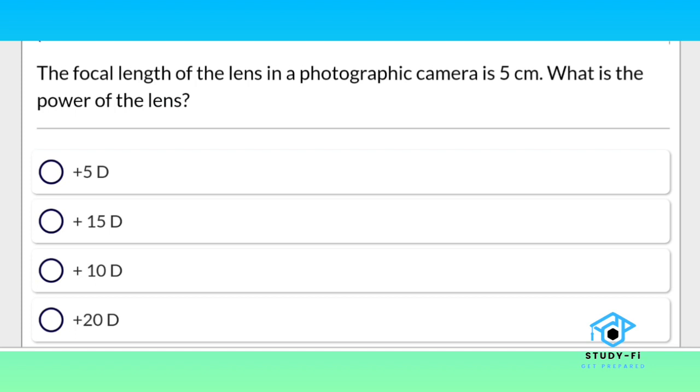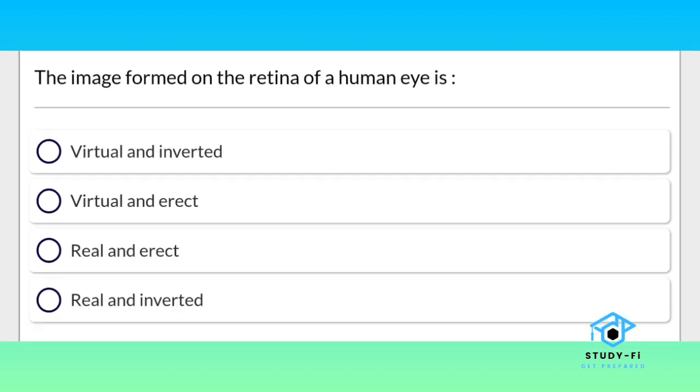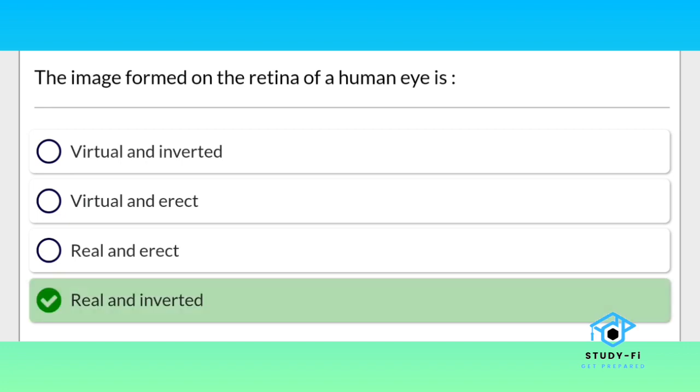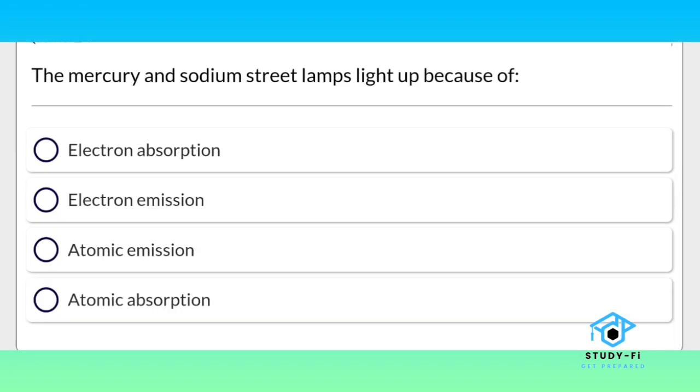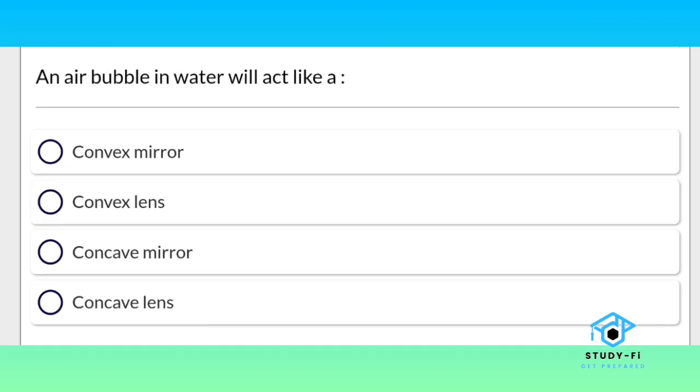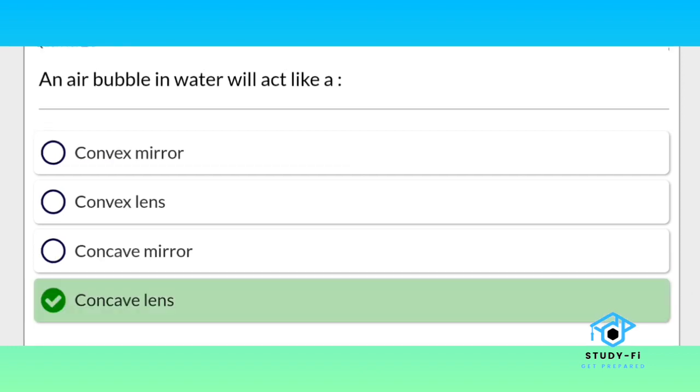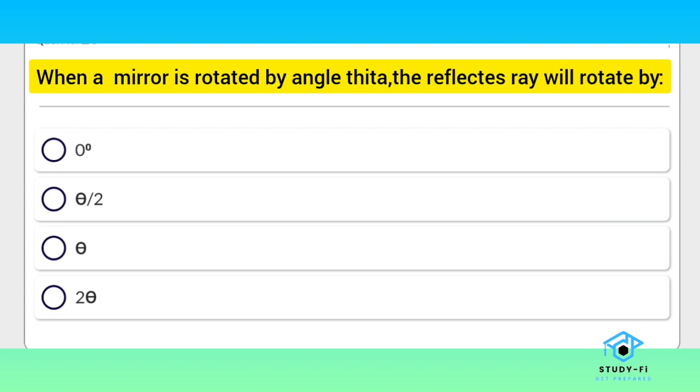The focal length of a lens in a photographic camera is 5 cm. What is the power of the lens? Plus 20 D. The image formed on the retina of the human eye is real and inverted. The mercury and sodium strip lamps light up because of electron emission. An air bubble in water will act like a concave lens.